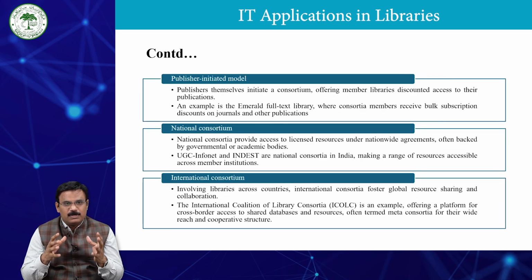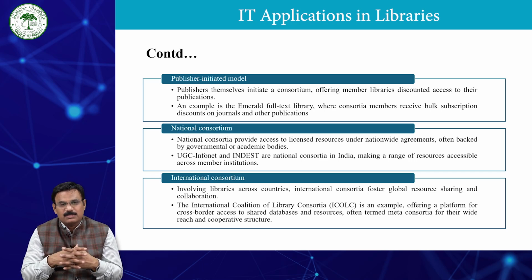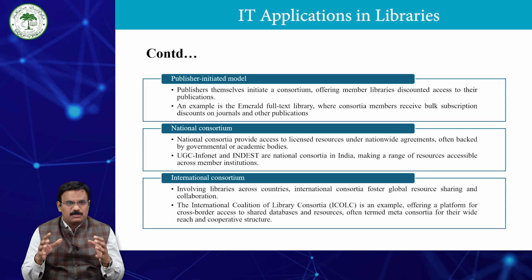Again, there are many models. One is the publisher initiative model of e-journal consortia, where the publishers themselves initiate a consortium offering member libraries discounted access to their publications. An example is the Emerald Full Text Library, where consortia members receive bulk subscription discounts on journals and other publications. Next is National Consortium.